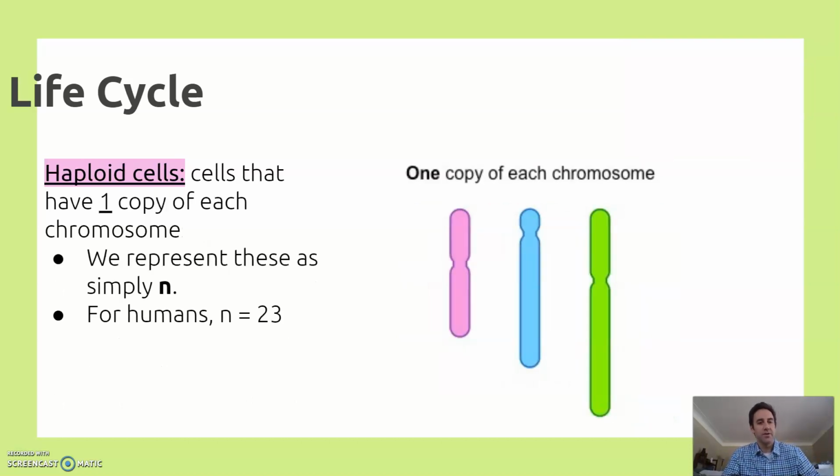You also have what are called haploid cells. These are cells that have only one copy of each chromosome. We represent these simply as n, and for humans, n is equal to 23. So a haploid cell would only have one copy of the skittle chromosome. So they either have the purple or they have the red, but they only have one copy. Okay, so diploid cells have both kinds of skittles, haploid cells only have one.